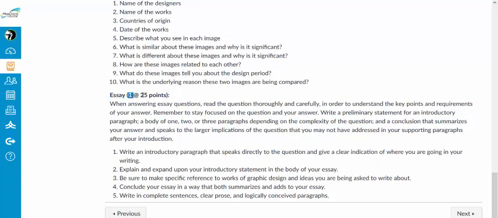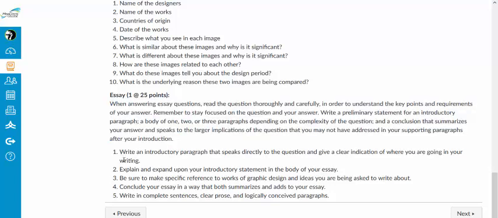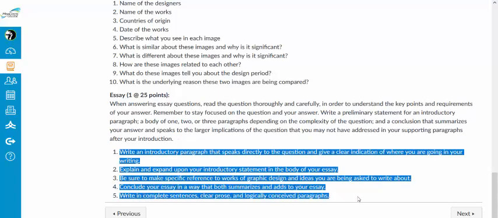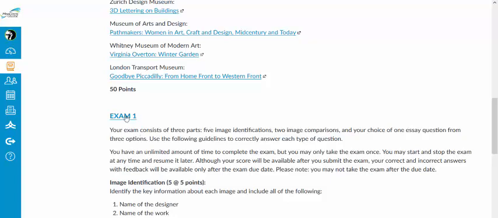You also have 1 essay. And be sure to read some of this about essays. You really need to write a coherent series of paragraphs in clearly conceived grammar. Just click that link and that will take you into the exam.